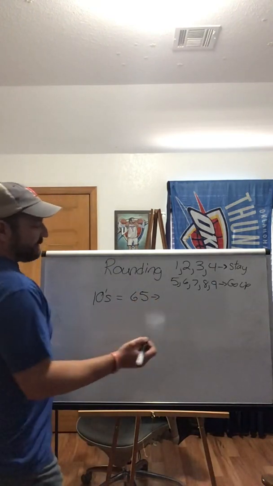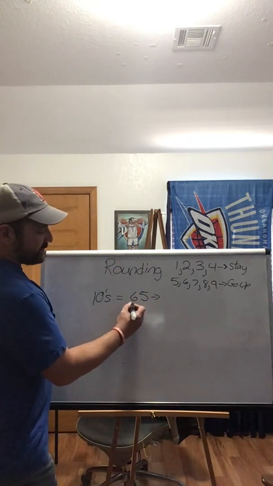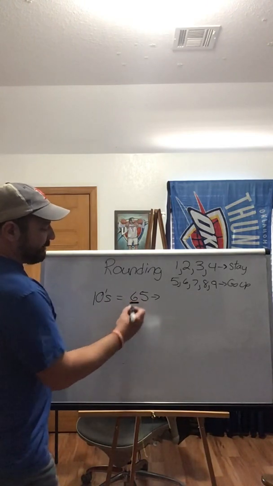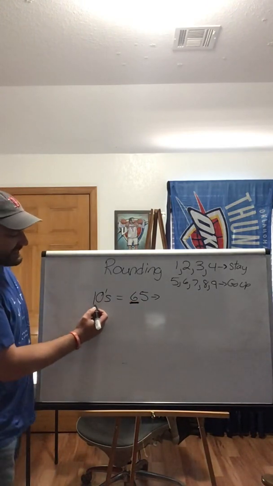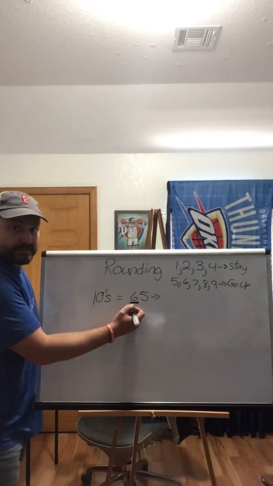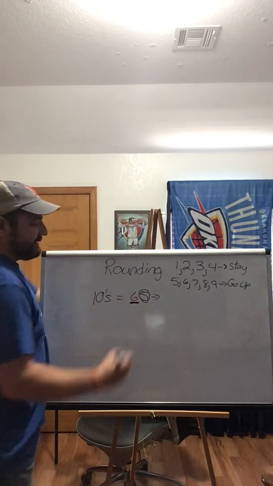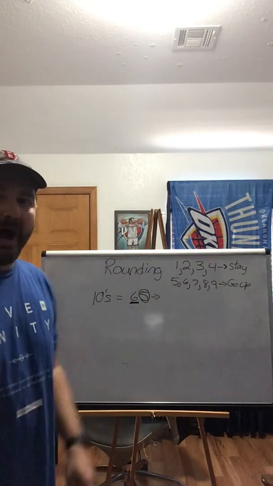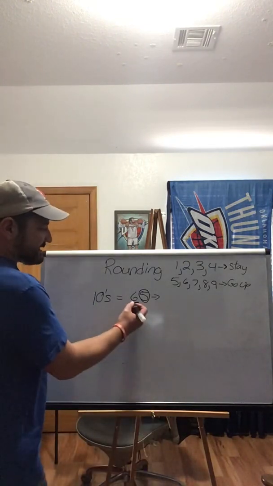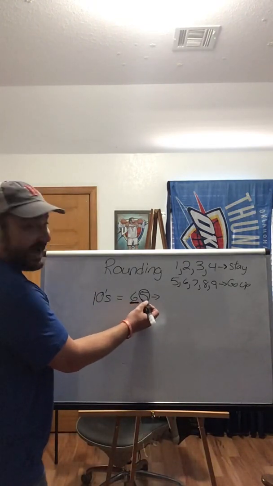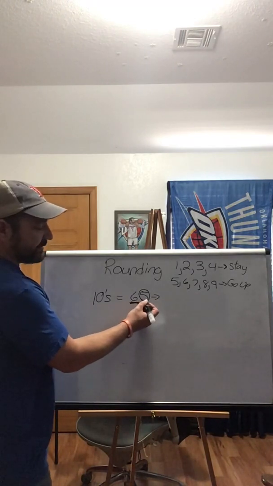Here we go. So for 65, this is what I'm going to do. I'm going to underline the place I'm focused on. In this case, in the tens place, I'm focused on the 6. Then I circle the number next door. Why? Let's find out. This 6 is going to be told what to do by this 5.